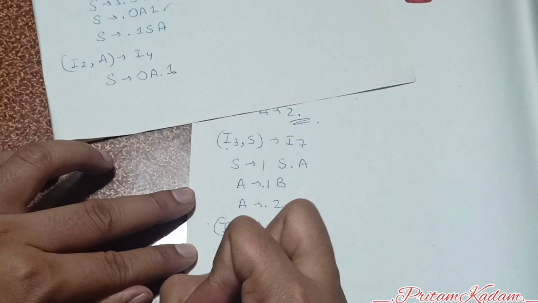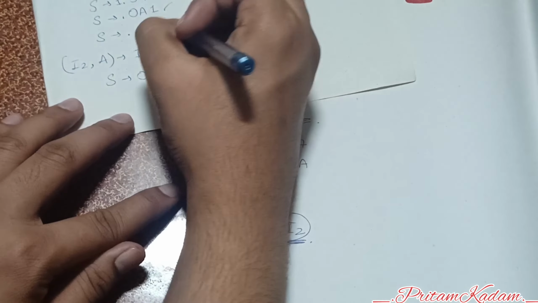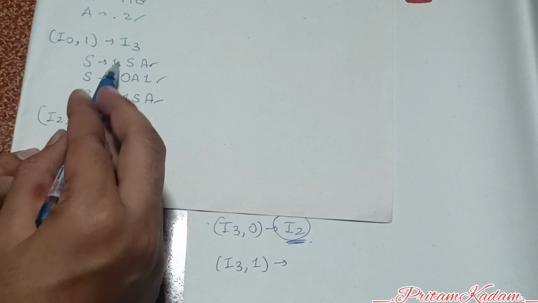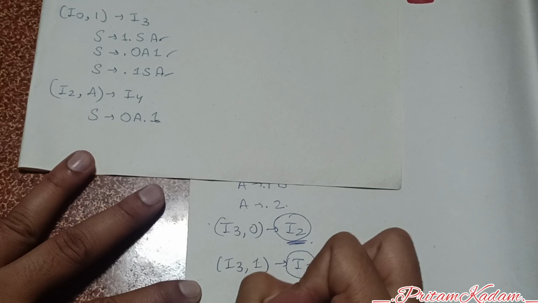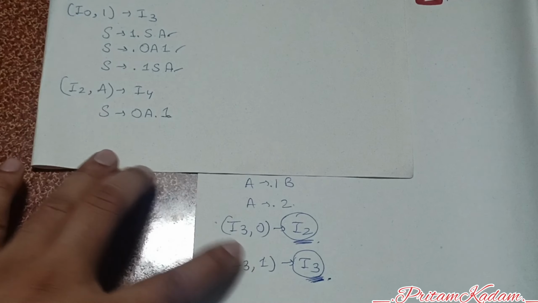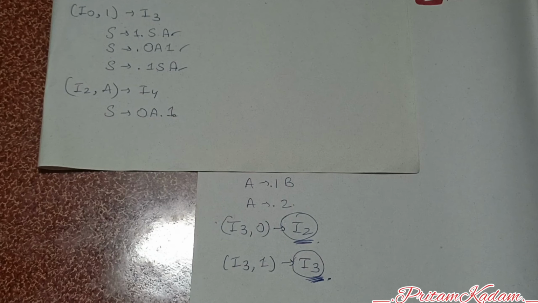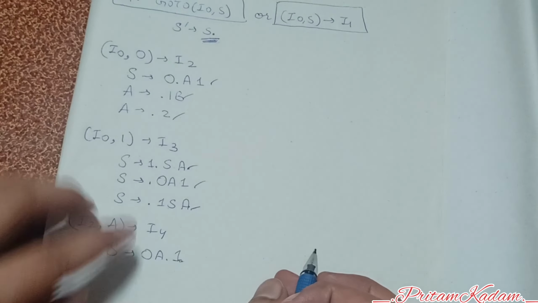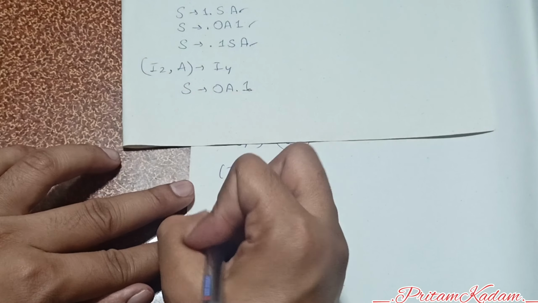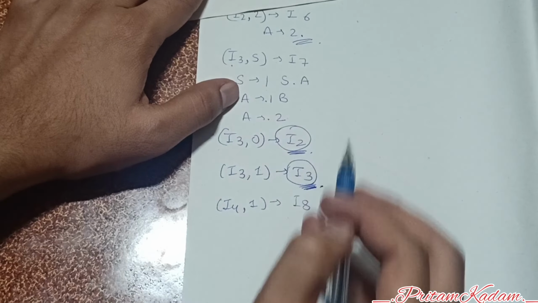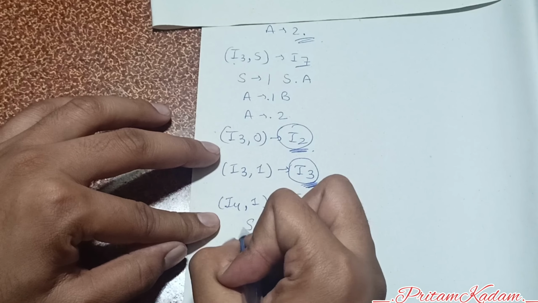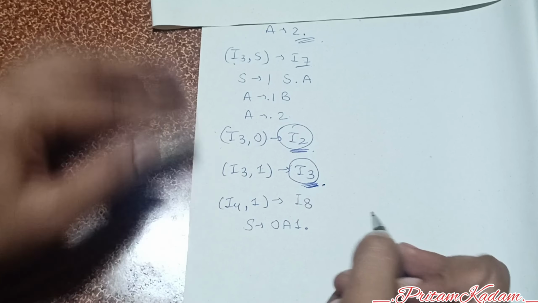Now we will write the third production, that is I3 on 1 goes to, but we have already completed this in the I3 state itself. So we will write I3 over here. Now we have completed I3. We will proceed to the I4 part. On passing 1 in I4, it will complete this state. So I4 on 1 goes to the new state, that is I8, 0A1 dot. We have completed the I4 state.